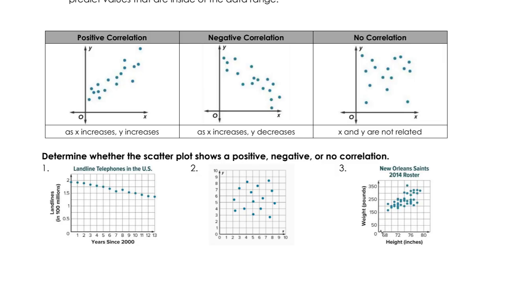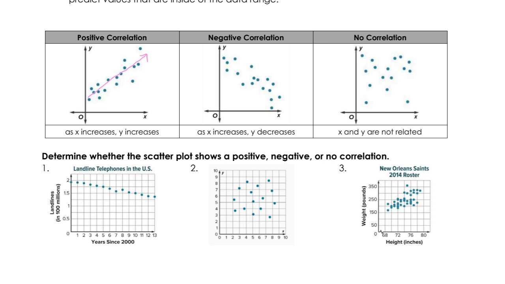Next, we need to talk about the different types of correlations there are for scatter plots. So first we have a positive correlation. This is as x increases, y increases. So basically from left to right, what's happening is those dots or plot points are trending in an upward pattern from left to right. That's the biggest point here, is from left to right.